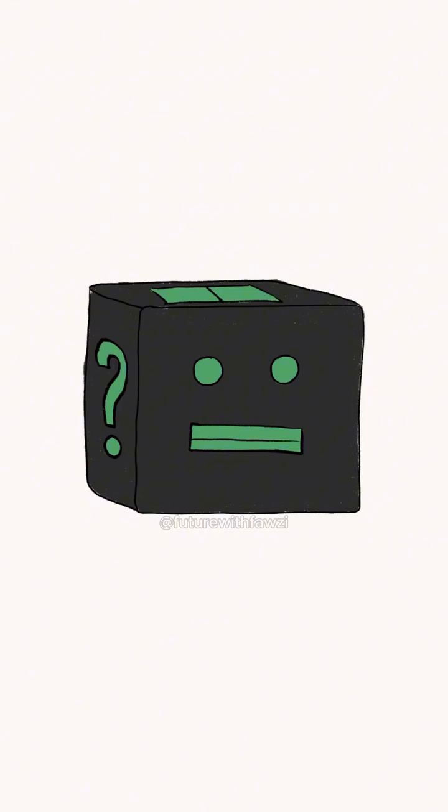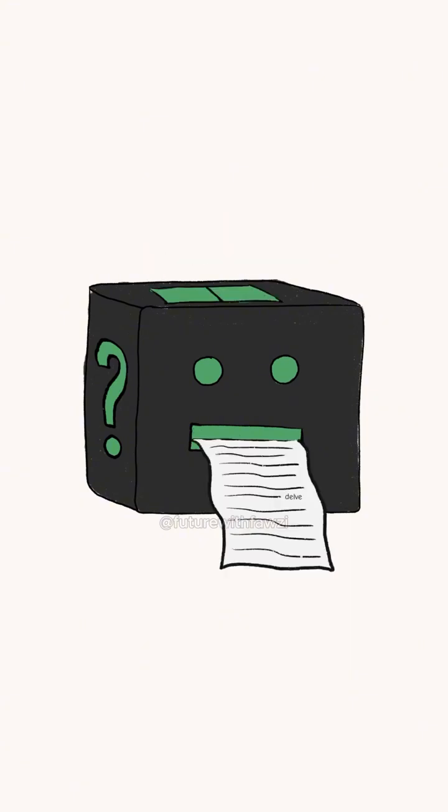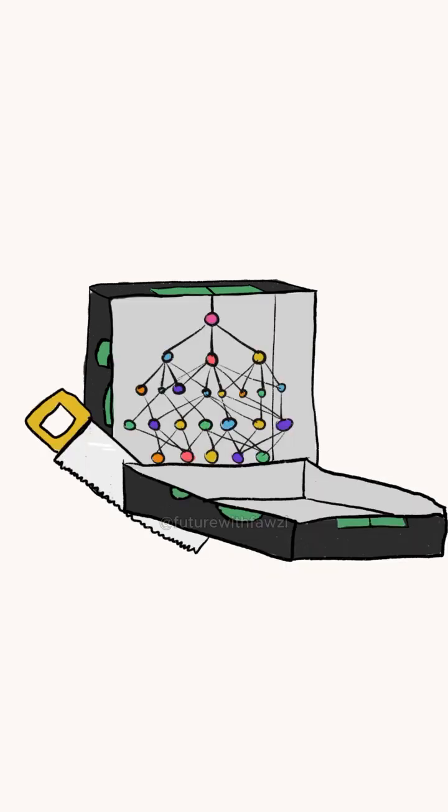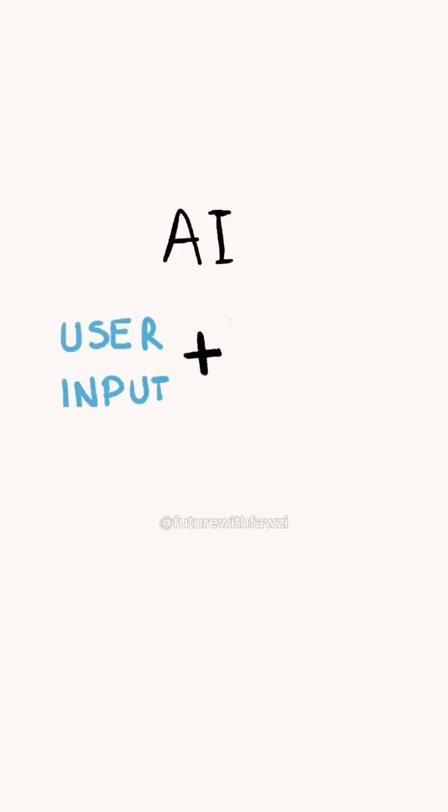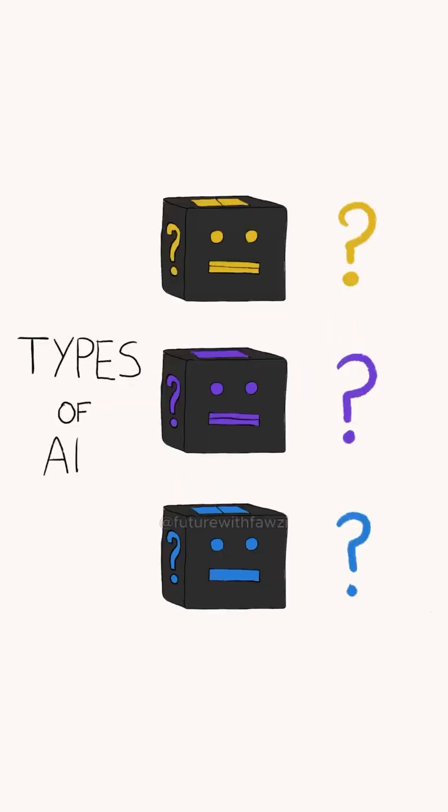This is why people call AI a black box. It turns your input into an output based on similar things you've shown it in the past, but you don't know what's happening in the box exactly. AI basically combines your input in the moment with the data it's been trained on to generate an output. And there's 3 types of AI boxes you should know about, and you can differentiate them based on their output.